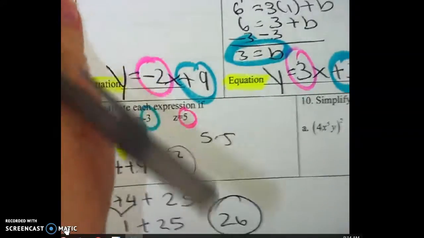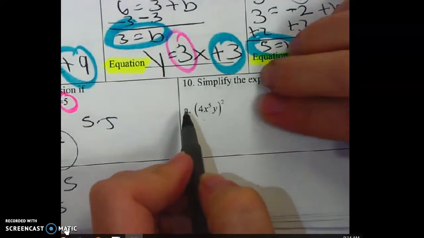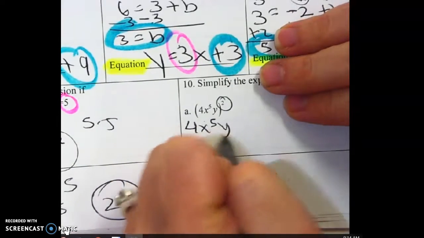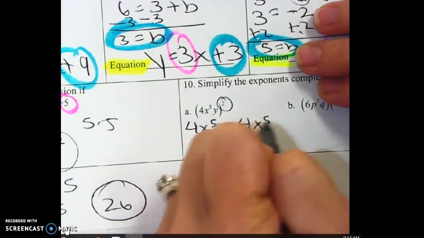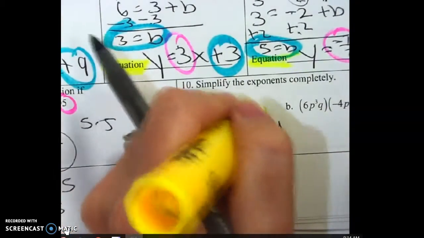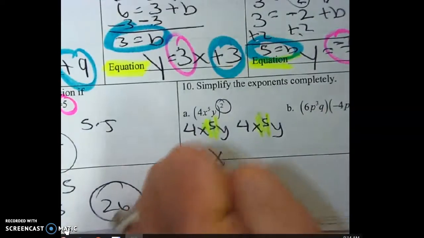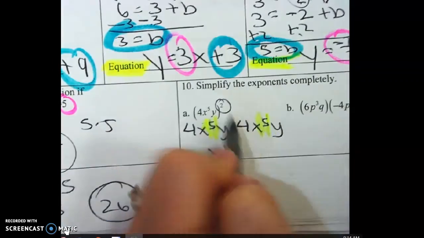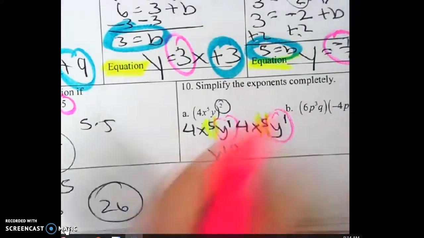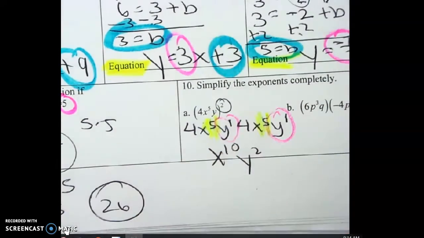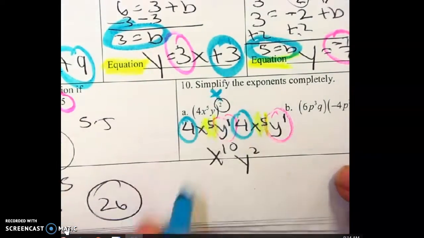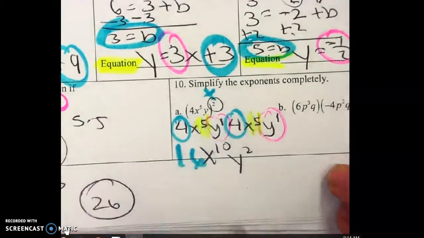Okay. This one, this means you write it 2 times. This means you write it 2 times. 4x, 5y, 4x, 5y. So I have 5 of these, and I have 5 of these. Now I have 10 of these. I have 1 of these and 1 of these. That means I have 2 of those. And now I go 4, multiply 4. So 4 times 4 is 16.